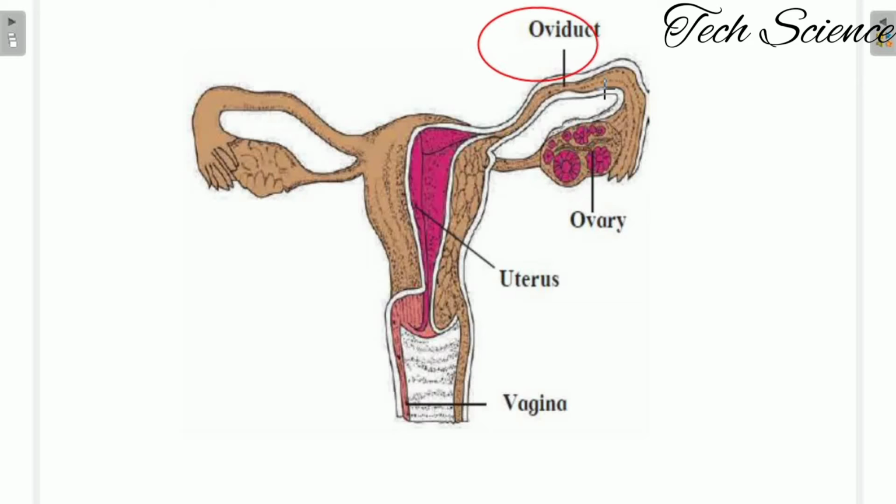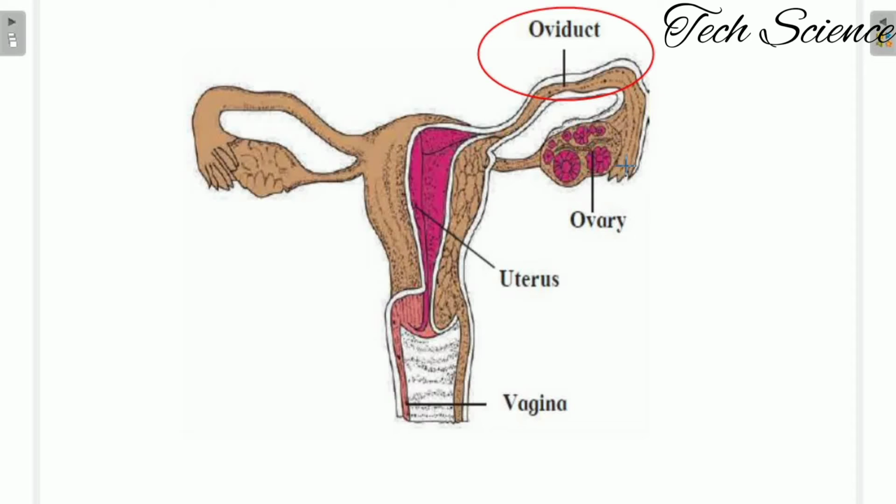Now the second part is called the oviduct, also called the fallopian tube. So what is the function of the oviduct? This oviduct, or fallopian tube, carries the egg which is released from the ovary every month, and it gets pushed towards the oviduct, and here fertilization takes place. So fertilization takes place exactly in the fallopian tube, also called the oviduct.